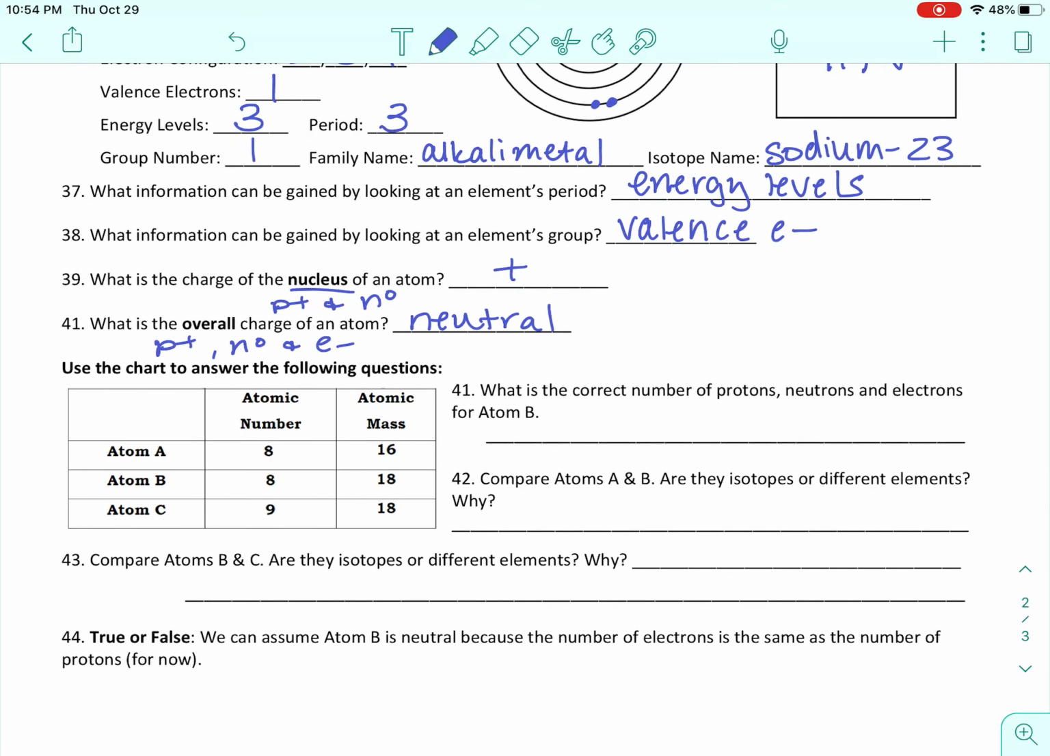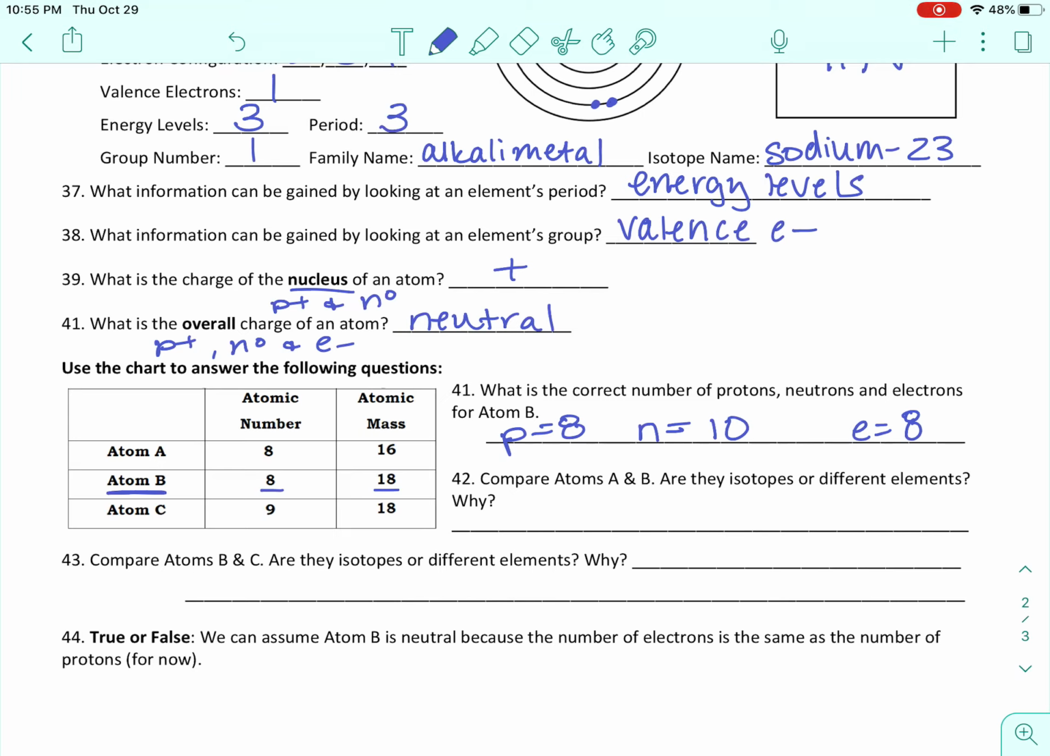Okay. What is the correct number of protons, neutrons, and electrons for atom B? So we're going to look at atom B first. It says the atomic number is 8 and the mass is 18. So protons are going to be the same as the atomic number, which is 8. And so are the electrons. The neutrons, we're going to do the mass minus the protons. So 18 minus 8 is 10.